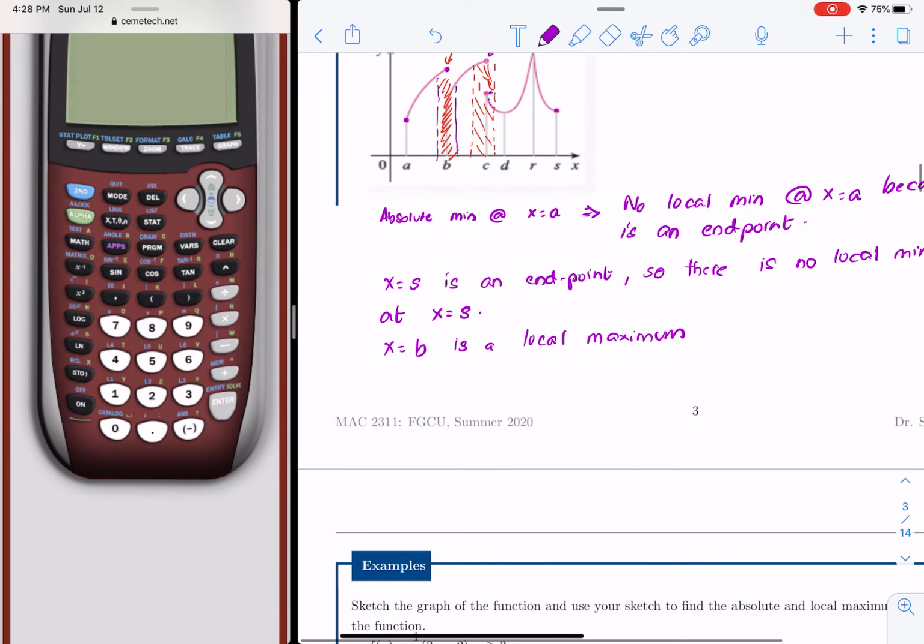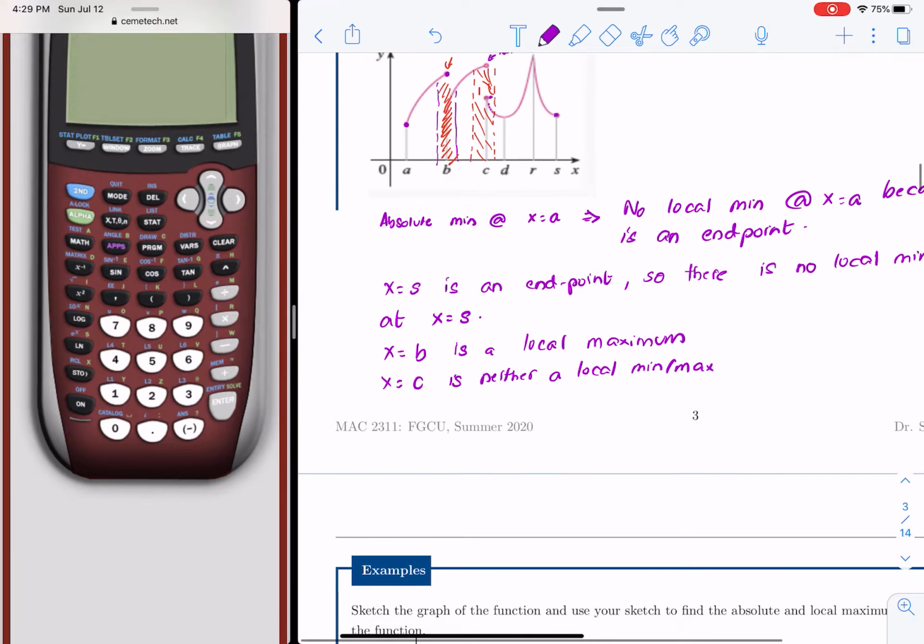So x is equal to c is neither a local min or max. Then we move on to d.